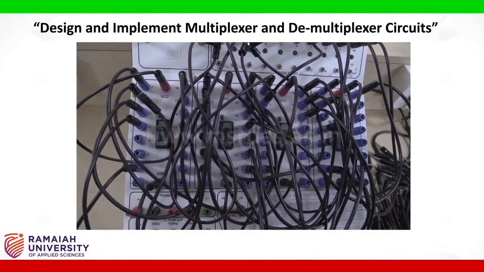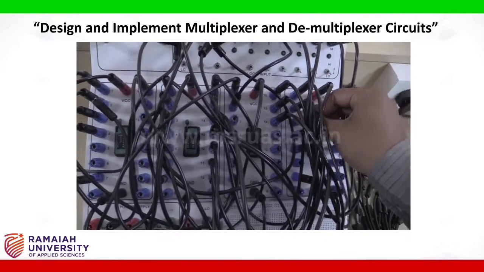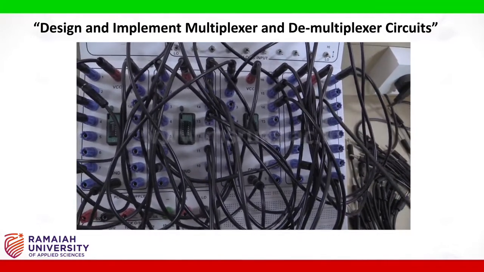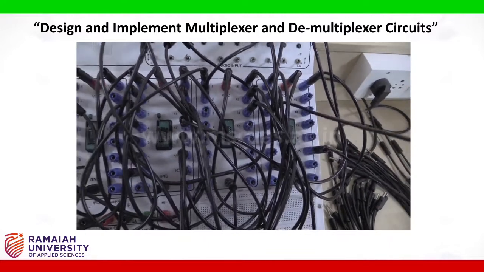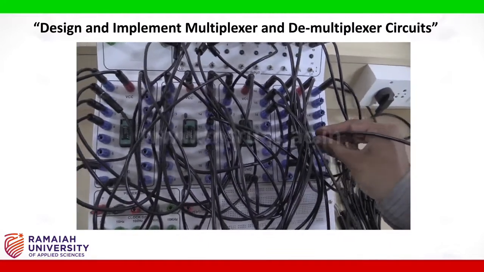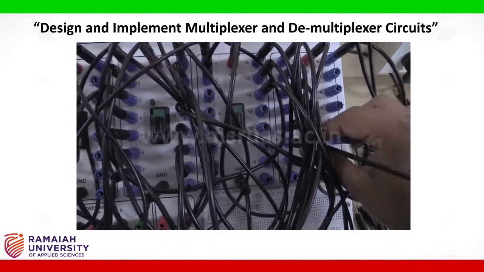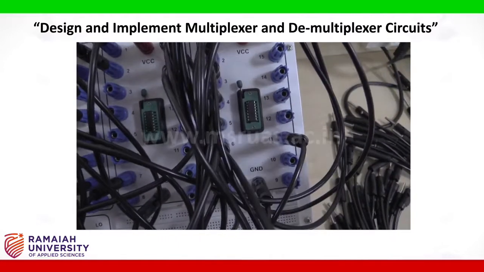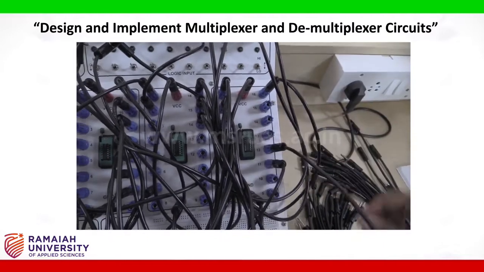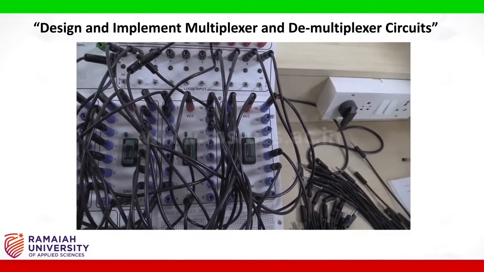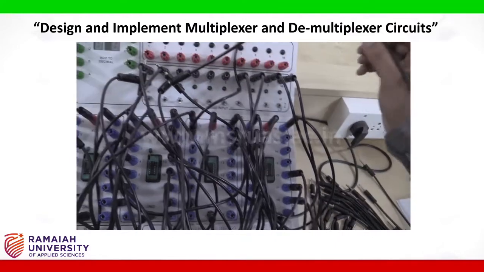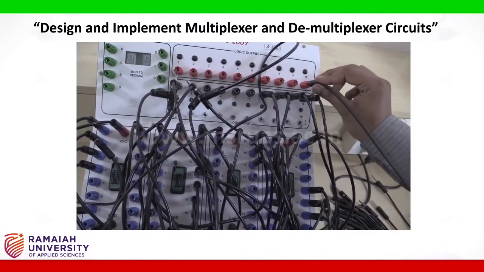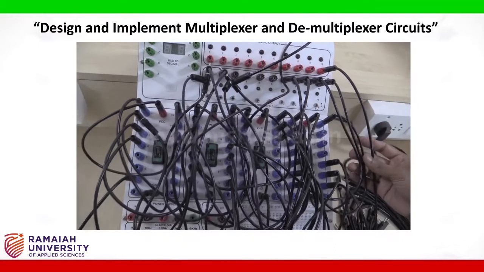Now pin number 3 of the OR gate is connected to pin number 9 of the same OR gate. Now pin number 6 of the OR gate is connected to pin number 10. Now pin number 8 is connected as output. So this completes the connections.